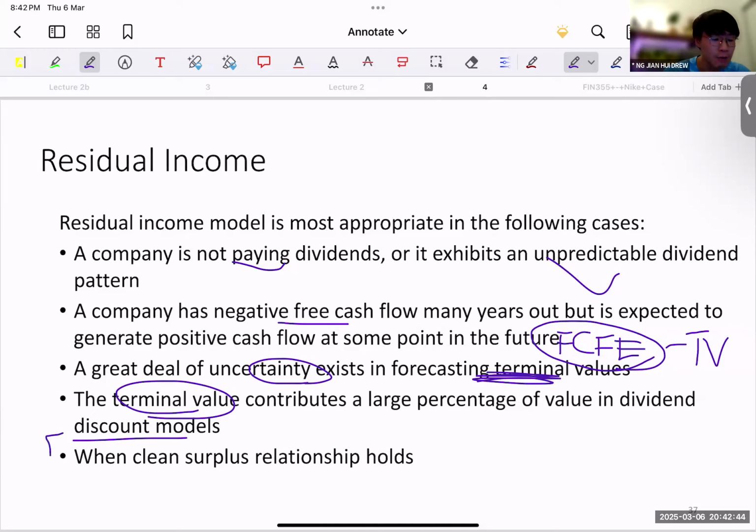And last but not least, we have spent quite extensively on this clean surplus relationship, and this is one of the conditions in order to use the residual income model. Unfortunately, in real life, this clean surplus relationship doesn't really hold, especially for a public company. In case you forget what this is, I encourage you to look at lecture 2 because we did go through quite a bit of detail on this. So we need the clean surplus relationship to hold.